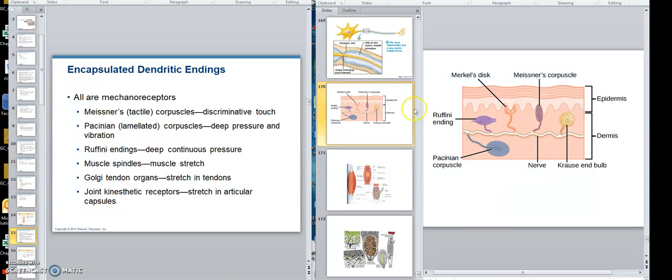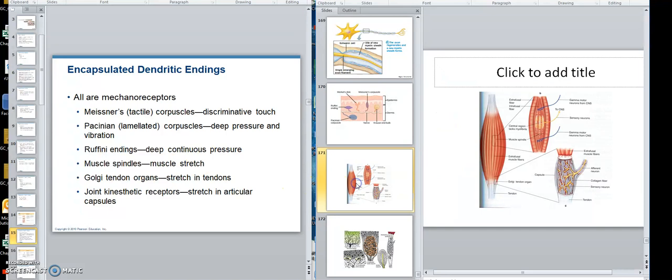Now here's for deep pressure. That's more of a light pressure. The Pacinian corpuscle. See how deep it is? You have to push hard down to get to that. That's an encapsulated ending. Ruffini endings, these are here.